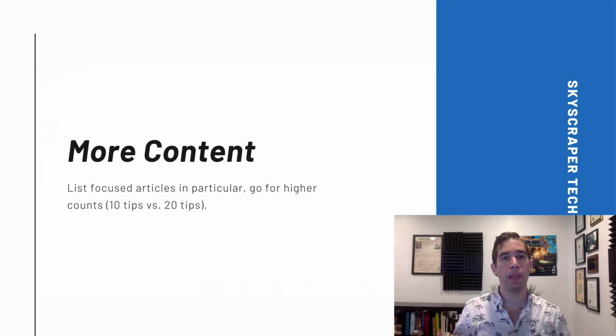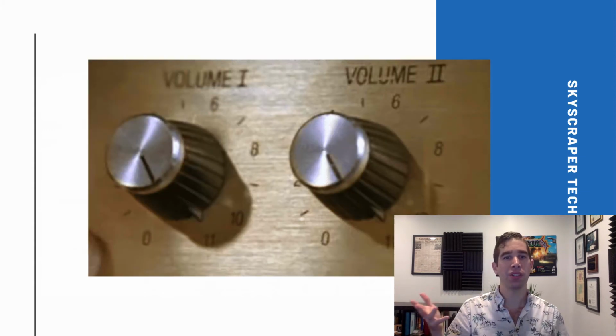One example, if the top ranking article on a given subject is 10 tricks you can teach your cat, you can write a post that's 20 tricks you can teach your cat. Why not? With these list-focused articles in particular, the easy solution is to simply come up with more content.